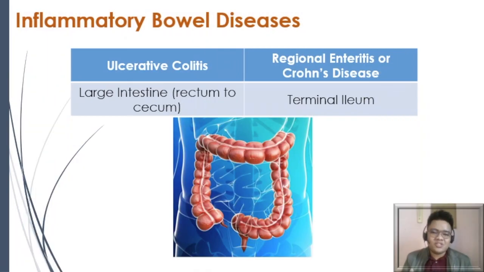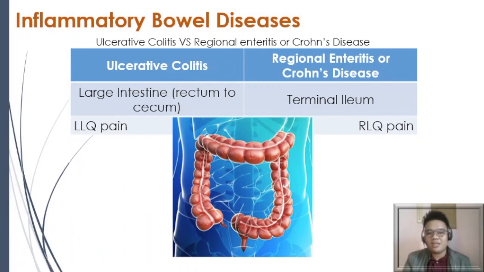Now, let's try to differentiate them. As I've mentioned, colitis affects your large intestine, from the rectum to the cecum. Regional enteritis or Crohn's disease affects your small intestines, commonly the terminal ileum. If you can recall the three sections of the small intestine, that would be the duodenum, jejunum, and ileum. In this case, the ileum is primarily affected. You don't need to memorize this, but you need to familiarize yourself with the anatomical position of those areas. The large intestine, rectum, and cecum can be found on the left lower quadrant. The terminal ileum can be found on the right lower quadrant. So you know where the pain is more likely to be located in UC and CD.